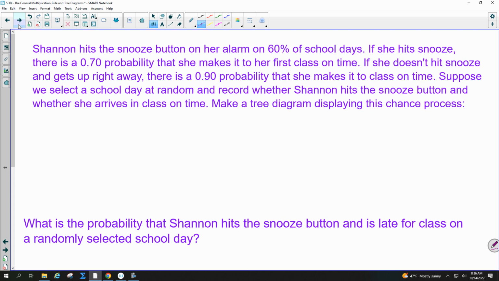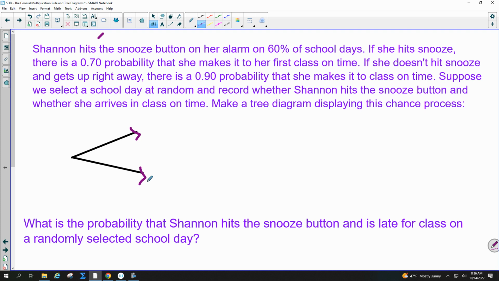All right, let's do some tree diagrams. Shannon hits the snooze button on her alarm on 60% of school days. If she hits snooze, there's a 70% probability she makes it to her first class on time. If she doesn't hit snooze and gets up right away, there's a 90% probability that she makes it to class on time. Suppose we select a school day at random and record whether Shannon hits the snooze button and whether she arrives in class on time. Make a tree diagram displaying this chance process. All right, tree diagrams. These are going to be important.